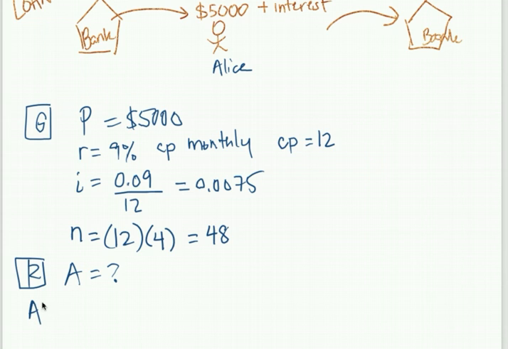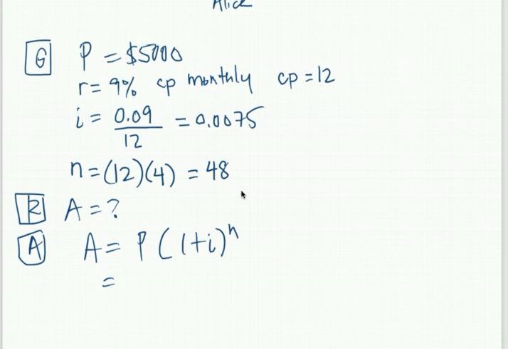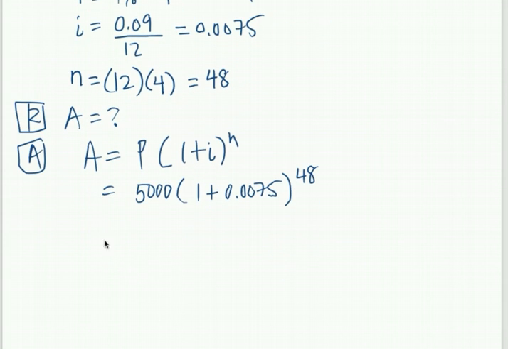So let's get to the compound interest formula. Here's our plan. We're going to use this formula in order to calculate the total amount that she has to return. Again, the initial amount is 5,000, times 1 plus i, which is 0.0075, and the exponent is 48. Compounded 48 times.